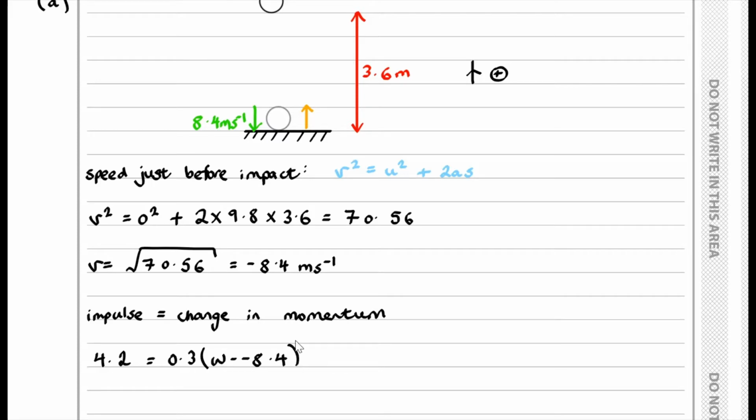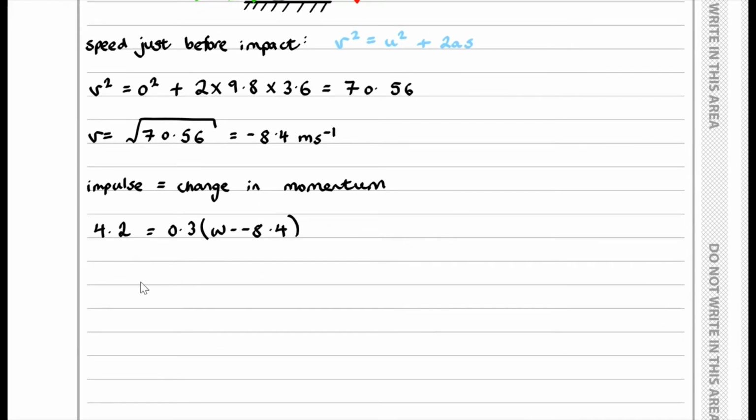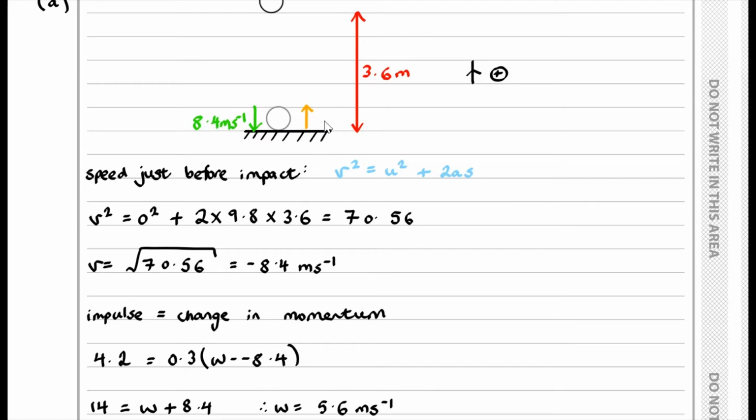Okay, and if we divide through by 0.3, we have 14 on the left hand side, and on the right hand side we have w plus 8.4. And therefore you can find w to be 5.6 meters per second. Okay, so we have 5.6 meters per second going back up. Hopefully that makes sense so far.